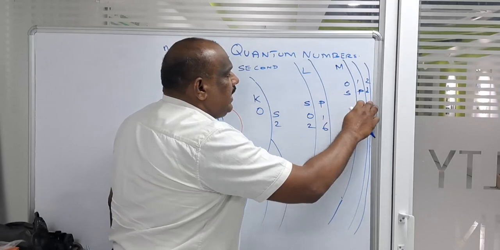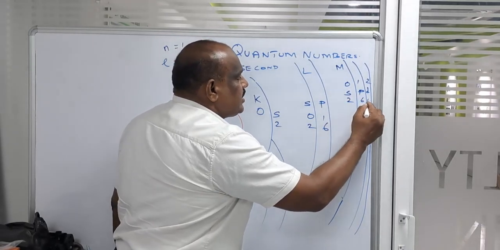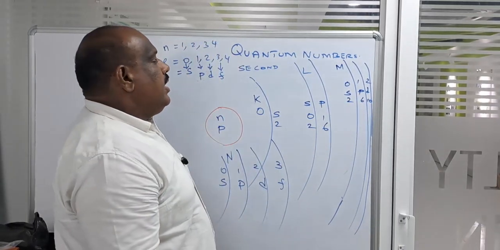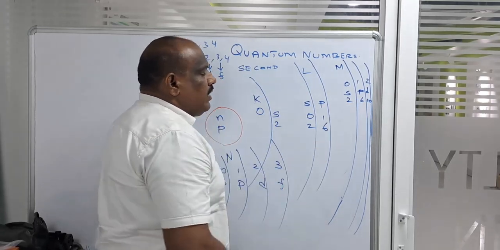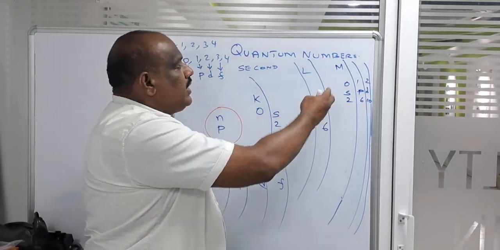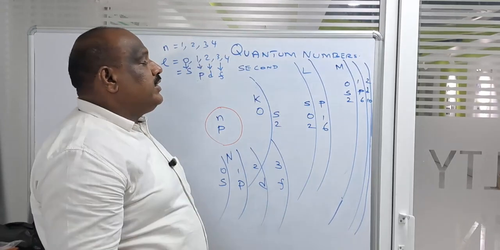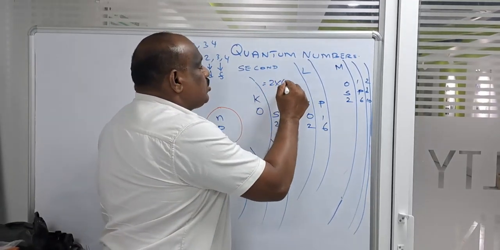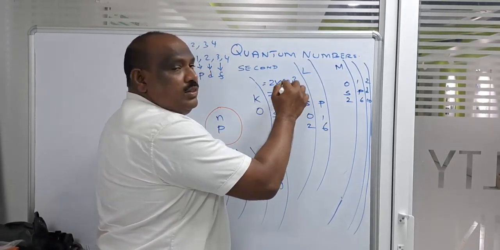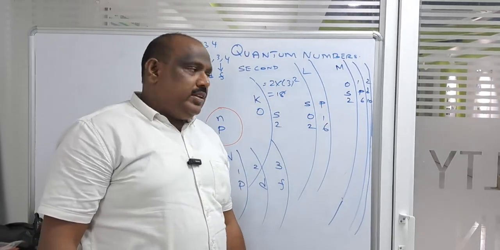And when I come to S, P, D, here it is 2, 6, 10. So the total number of electrons will be 18. So in case of M shell, small n equal to 3, it will be 2 into 3 squared, so 9 into 2 will be 18. So you can hold a maximum of 18 electrons.